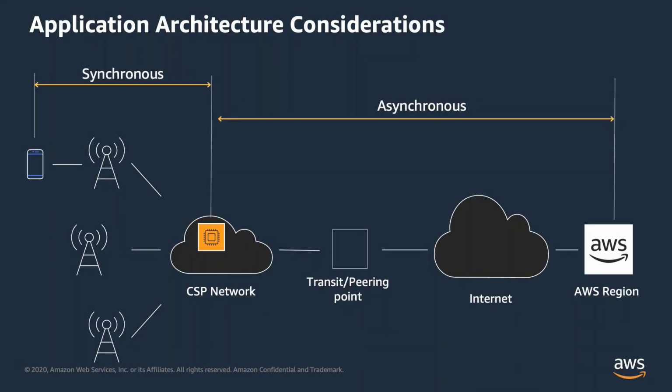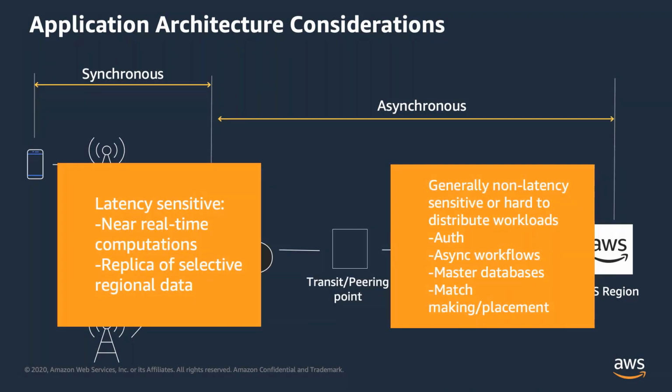When you're constructing applications, there are a few things to think about. Wavelength Zones are designed for applications that need to connect to compute from devices on 5G networks with ultra-low latency, and applications that need high and consistent data rates from devices on 5G networks to compute in a Wavelength Zone.